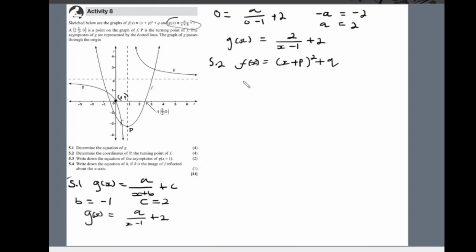So that means the p will be equal to -1, right? So now we will have our equation as f of x is equal to x minus 1 squared plus q, right?